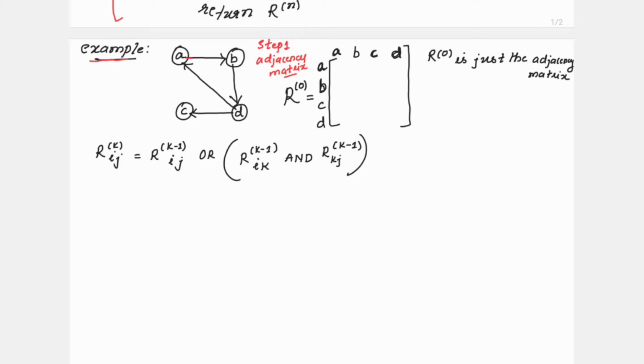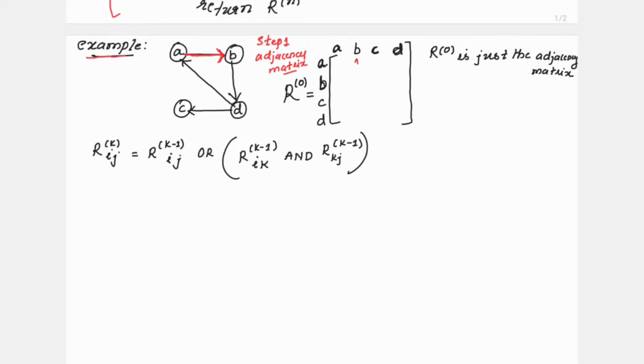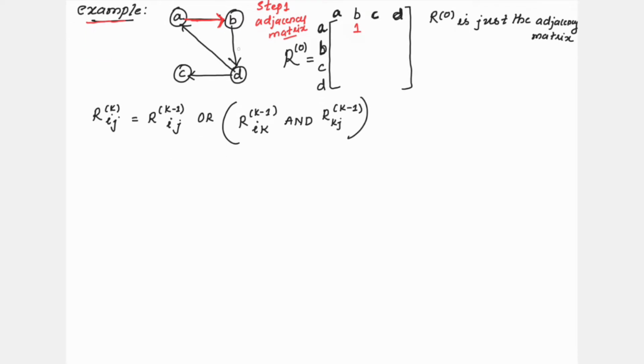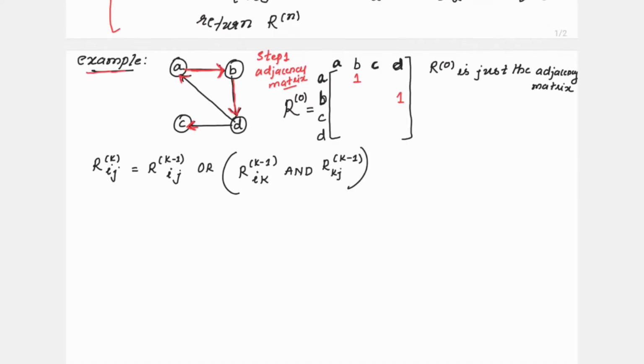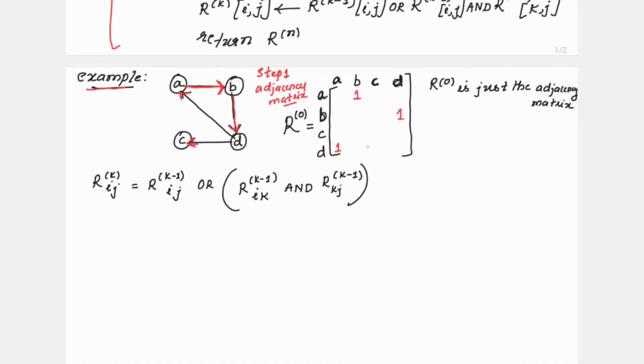Now look at the graph from vertex A to B. From vertex A to B you have a directed edge. So A to B I can write it as 1. Then from B to D, you have one directed edge. So B to D I can write it as 1 here. From D you have 2 edges, one is to C and the other one is to A. So D to A is 1 and D to C is 1. So out of the 16 elements present here, these 4 values are 1s, the remaining you need to write as 0. This is called the adjacency matrix.